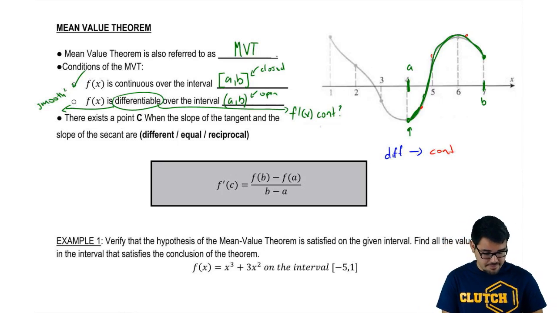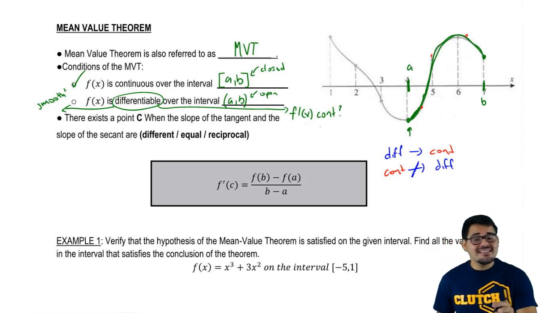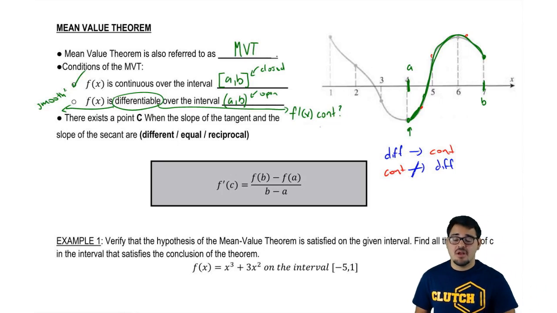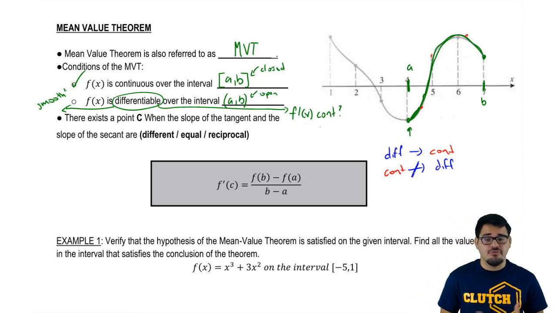So differentiable is very powerful. But continuous does not imply differentiable. Your function can be continuous, but it does not have to be differentiable. However, if your function is differentiable, it has to be continuous, right? So being differentiable is really powerful.